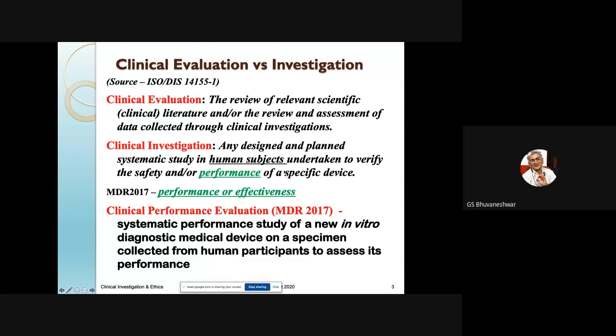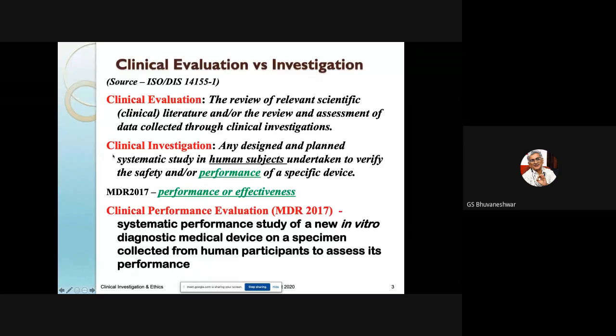Clinical investigation is one where it's a very well-designed and planned systematic study in human subjects. I think the critical term you have to remember is in human subjects, undertaken to verify the safety and or performance of a specific device. Generally, it involves both safety and performance, but to varying extents. So this is what we mean today by clinical investigation.